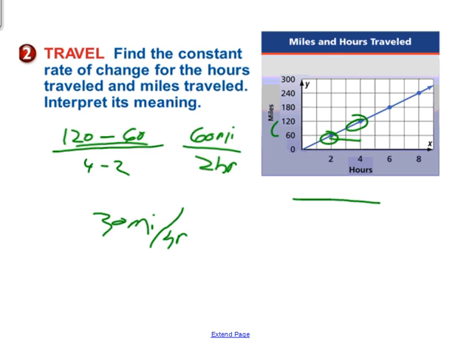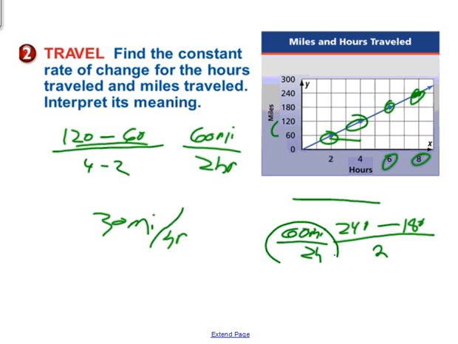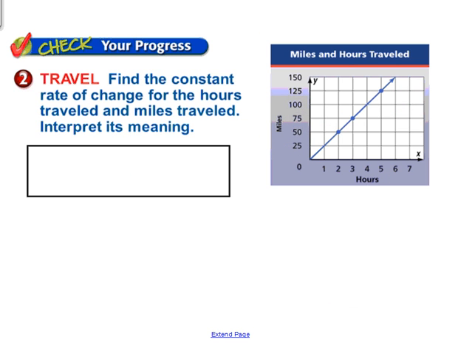And if I checked any point on the graph, for example, right here to here, I'd find the same thing. I'll say that 240 miles minus 180 miles, and that was from 8 hours back to 6 hours. So the change was 2 hours. 240 minus 180 is 60 miles in 2 hours. So the constant rate of change is 60 miles per 2 hours, or 30 miles per hour. And it is constant, and I could have told that by just looking at the straight line graph.